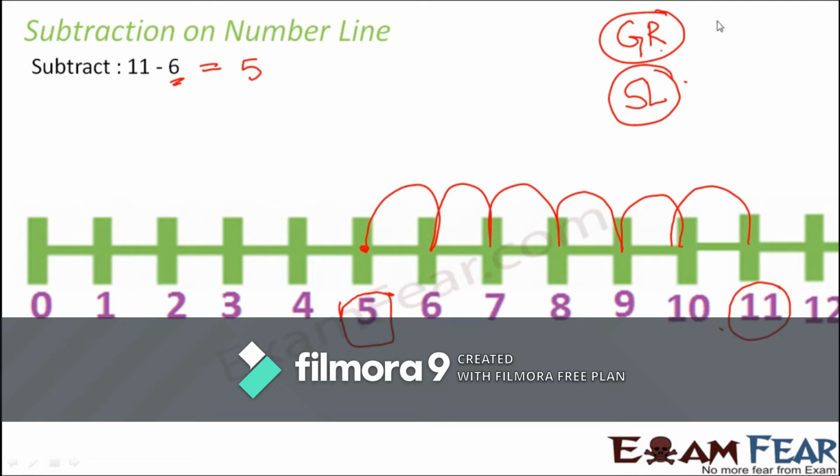So greater and smaller, the word greater, G-R-E-A-T-E-R. So greater and smaller. You want a greater number, move towards right. You want a smaller number, move towards left.